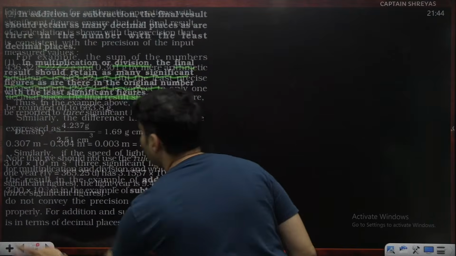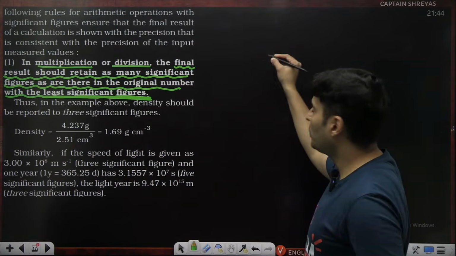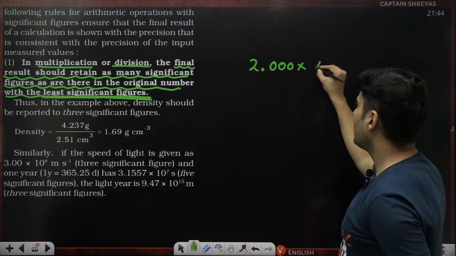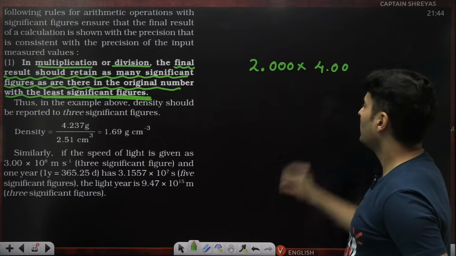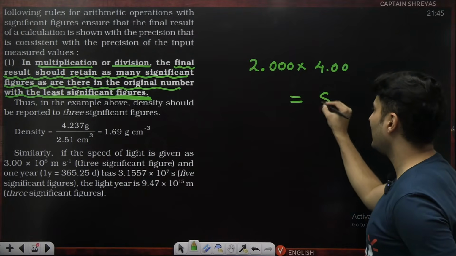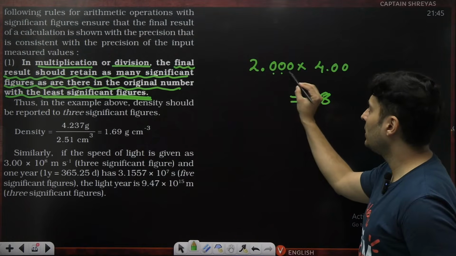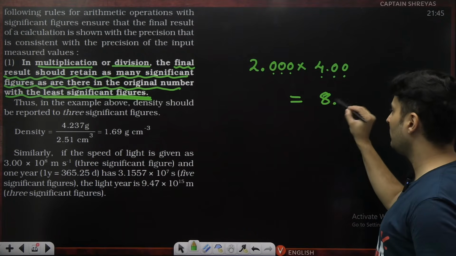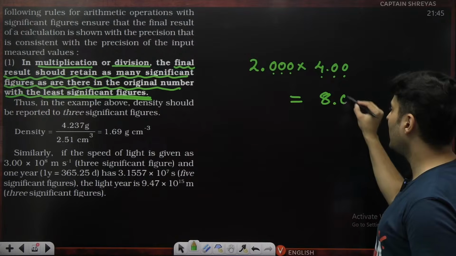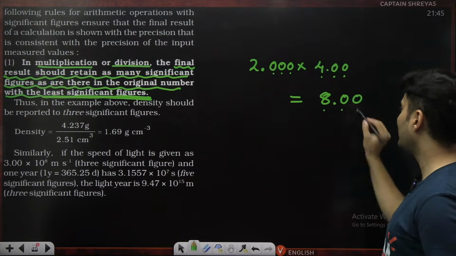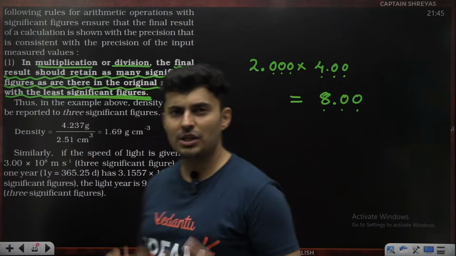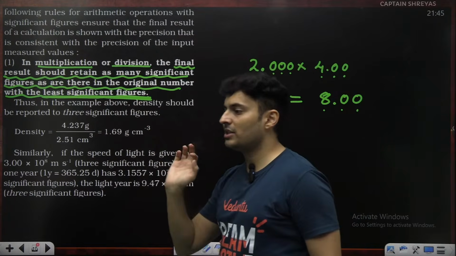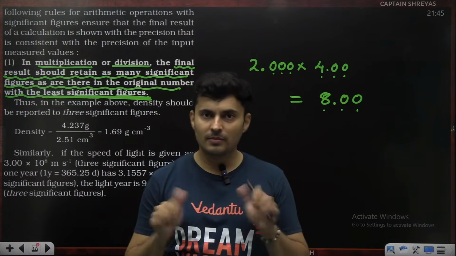Now similarly, say for example, if you multiply two numbers, let's say 2.000 multiplied by, let's say, 4.00. If you multiply it numerically, 2 fours are 8. Now this has 1, 2, 3, 4, four significant figures. This has 1, 2, 3, three significant figures. So the final answer should also have three significant figures. Hence it will be nothing but 8.00, 1, 2, 3. Exactly. So whether it is multiplication or division, always use the least significant figures used in the multiplication or division. Fair enough?